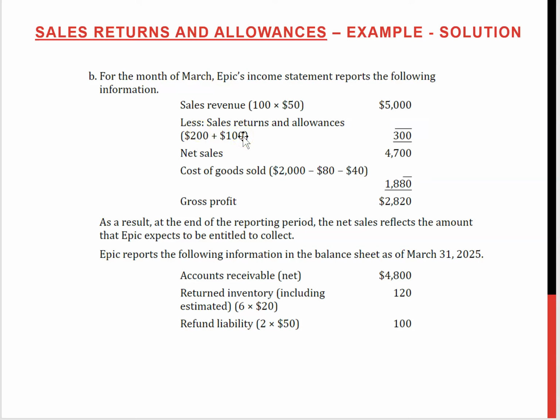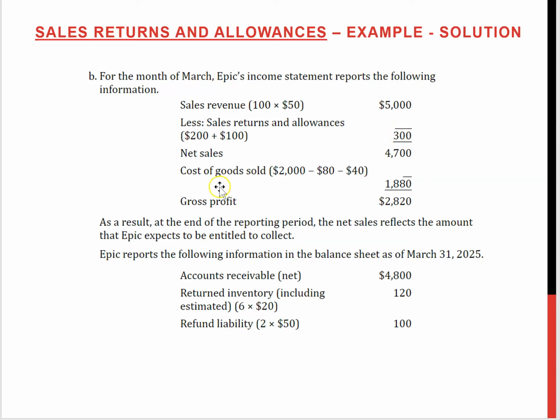They have to receive the return soon. So we subtracted sales returns, which we debited. Remember, sales returns are contra revenue. We always debit it. It reduces our actual sales. So our net sales is after subtracting the sales return for all 6 games.